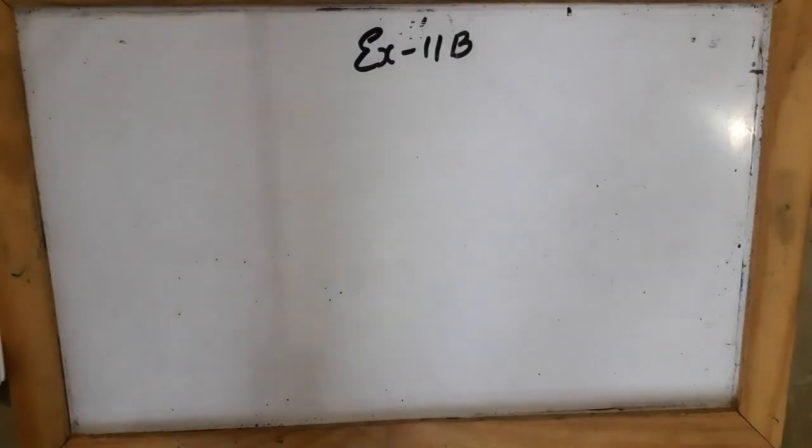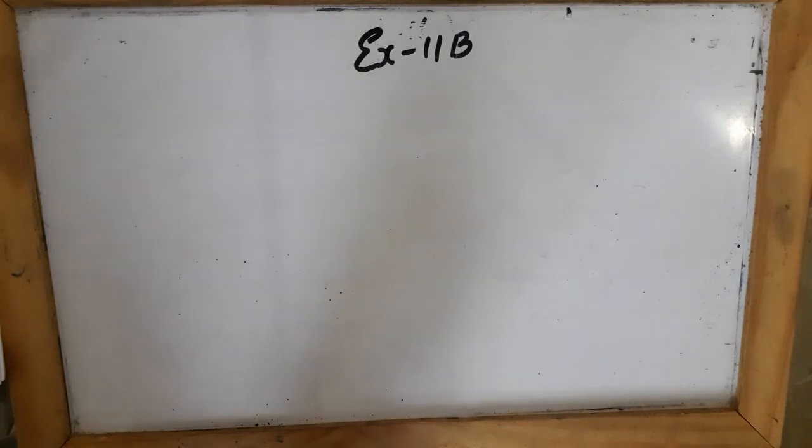Friends, now we start with exercise 11b. In this exercise, you are given decimal numbers to round off. In exercise 11a, you were given whole numbers which you were asked to round off. Here, you are given decimal numbers. Now, do you know what decimal numbers are?